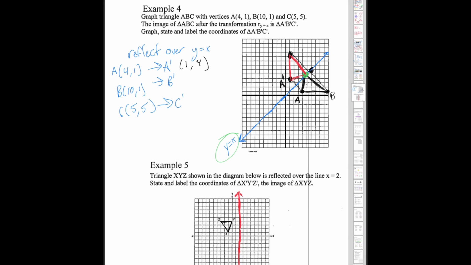So our new coordinates: B prime ends up being 1. And then we have to count up here. 1, 2, 3, 4, 5, 6, 7, 8, 9. Actually, sorry, I believe that might be, yes, 0.9. So then for C, it's the same exact point.